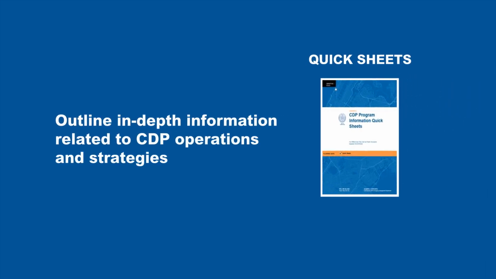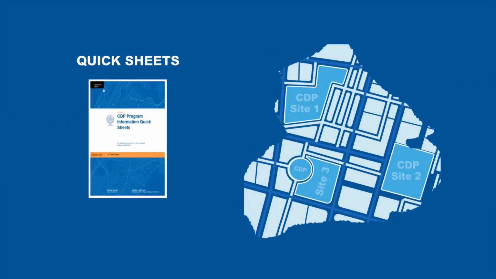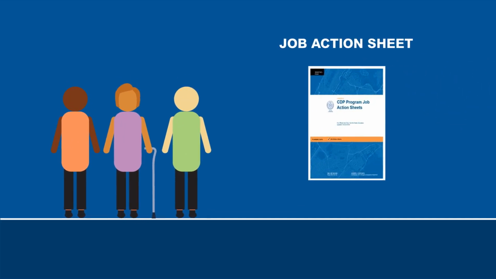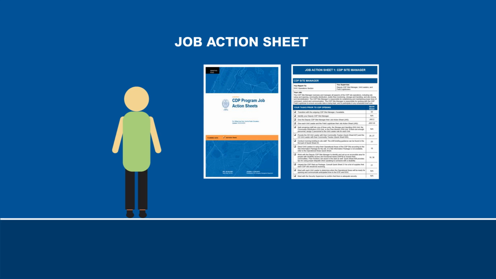CDP quick sheets are documents that outline in-depth information related to CDP operations and strategies. These sheets will be delivered to each site and will provide detailed information about the CDP program, CDP sites, and the DOC. Job action sheets are documents that outline the roles and responsibilities of each staff member working in a CDP operation. These sheets provide specific, detailed instructions of various responsibilities that need to be completed by the staff member. These sheets also identify the various CDP quick sheets that would be helpful for completing certain tasks.